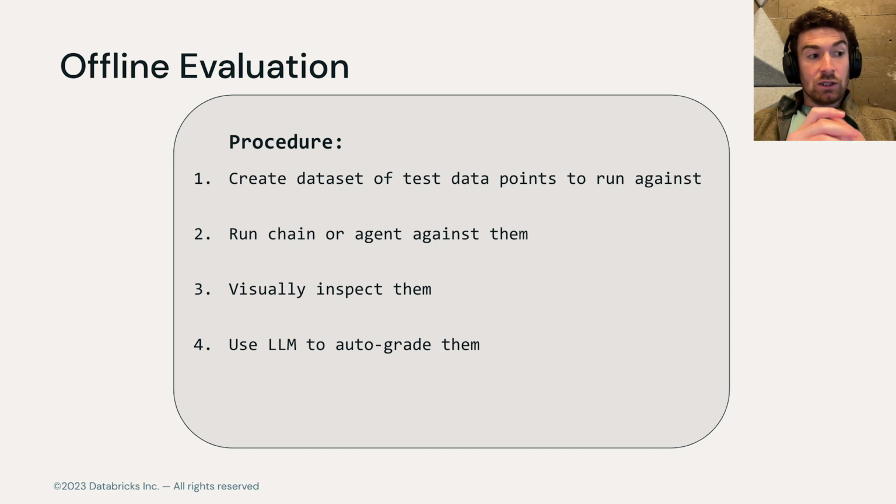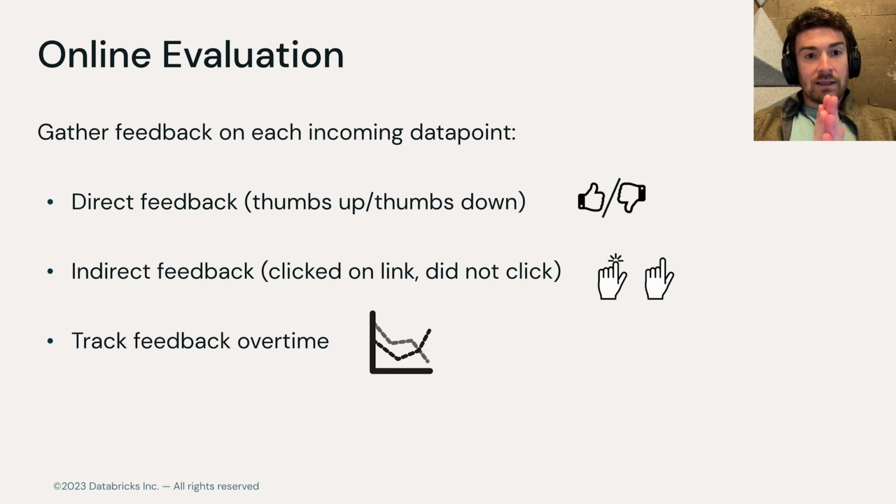Offline evaluation is usually used before the model goes into production. So this can be right after you've finished developing it, and you're doing a final test to see whether it's ready to go in production. Online evaluation, on the other hand, is after the model has been deployed. So now it's running in production, you're serving users, and you want to make sure that it's continuing to do a good job. And so the main method of doing this is gathering feedback on each incoming data point.